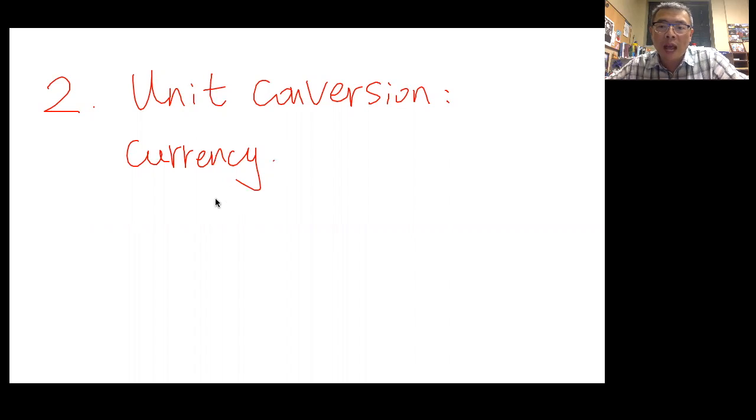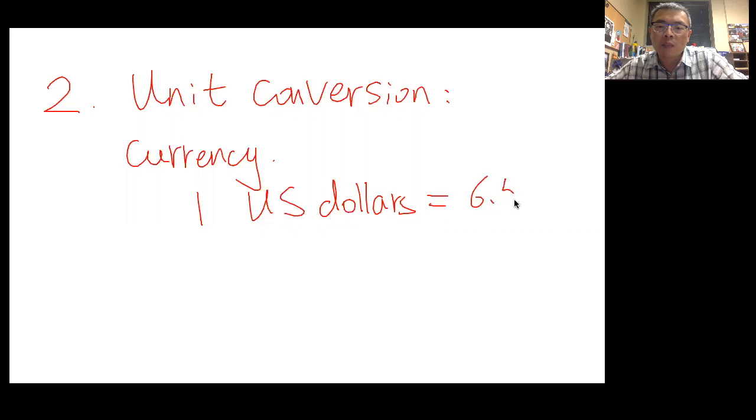Okay, now for that purpose, the first thing you need is a relationship between the two units. Okay, in this case, we need to know 1 US dollar equals to roughly 6.5 Chinese yuans. Okay. So without this relation between these two units, it's impossible to convert unit. Okay, you have to know this. This is some very basic thing you have to know.